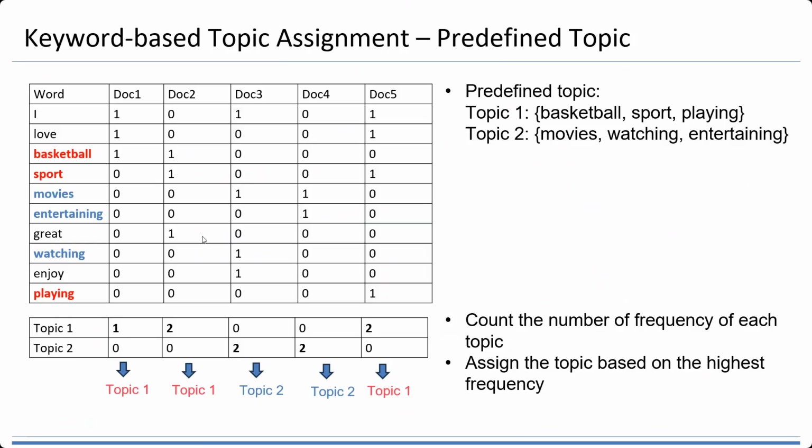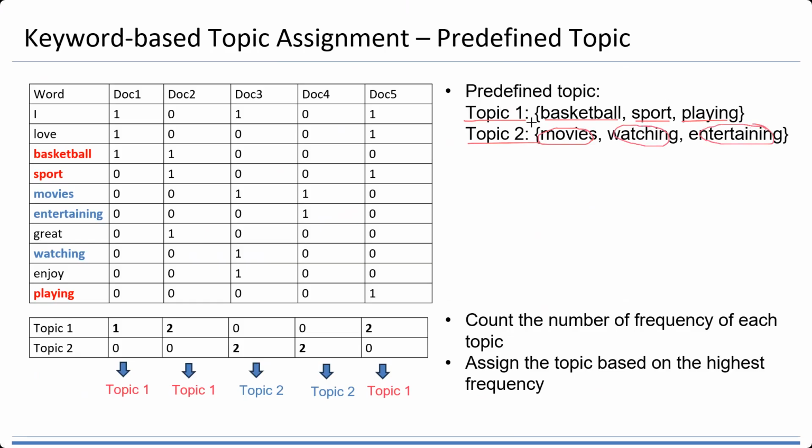So let's suppose we have a predefined topic. This predefined topic is something that you need to know about the knowledge. For example, I define topic 1 is related to basketball. Topic 1 is related to sport. Topic 1 might have the word "playing" and so on. Topic 2 includes movie, watching, entertaining.